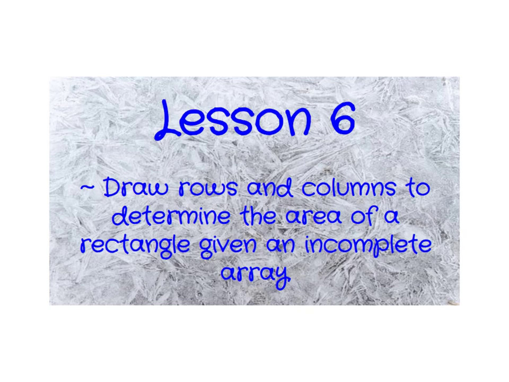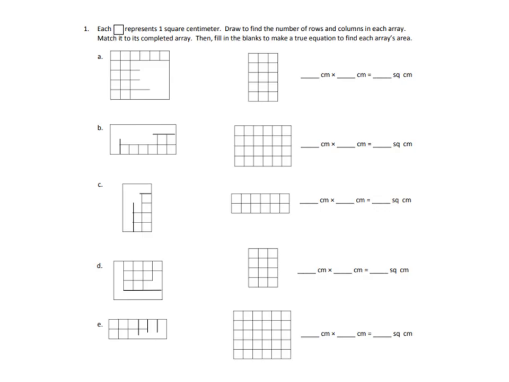For Lesson 6, we are going to draw rows and columns to determine the area of a rectangle given an incomplete array. Let's take a look at number 1. It says each square represents 1 square centimeter. Draw to find the number of rows and columns in each array. Match it to its completed array. Then fill in the blanks to make a true equation to find each array's area.